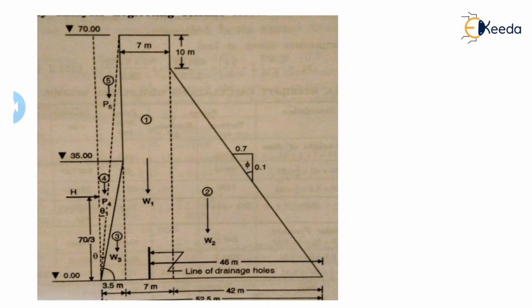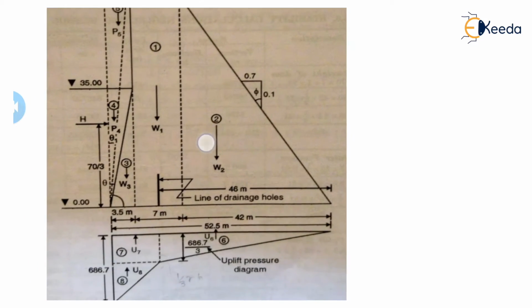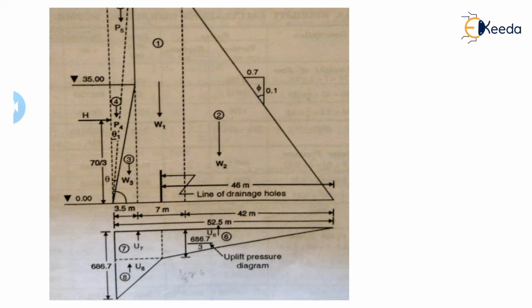Similarly, we have to find out the lever arm for this particular section. So the lever arm for the P5: this is rectangular, so base width divided by 2 plus this distance up to the toe. So if 3.5 is the base width, then 3.5 divided by 2 plus 7 plus 42 is the lever arm for the P5. And for the P4, again 3.5 divided by 3 plus 7 plus 42 is your lever arm for the P4 section. So in this manner you will find the water pressure in the vertical section.